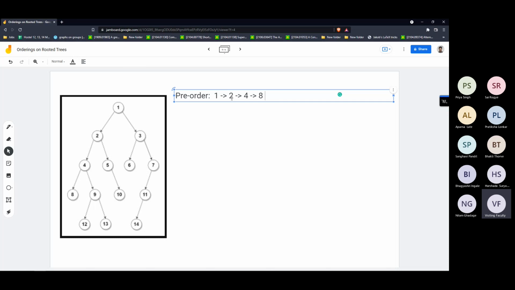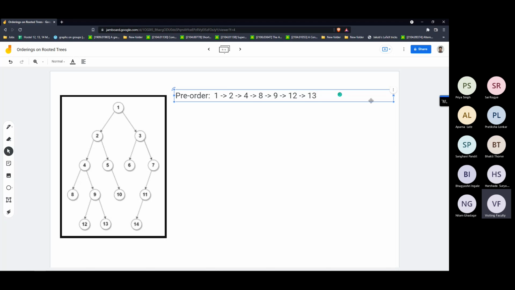Now I go to the right subtree of 4. In the right subtree of 4, there is again branching. So there is a root which is 9. And now I go to the left and right subtrees of 9. The left subtree of 9 is just singleton 12, and then the right subtree is singleton 13.